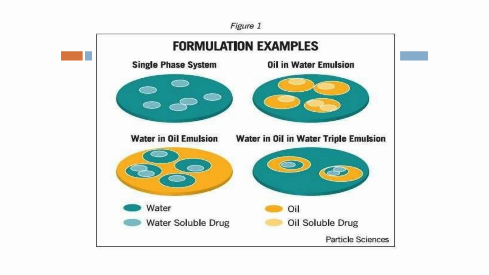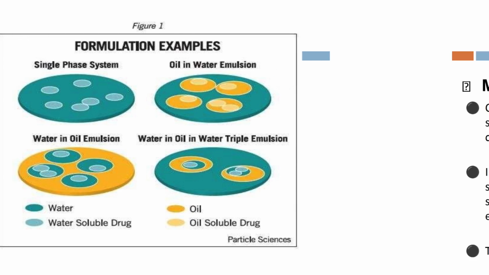Water is shown as a blue background, a water-soluble drug is represented by a blue dot, oil is a yellow background, and an oil-soluble drug is a yellow dot. This helps us visualize where different components would reside in each type of emulsion. This figure is credited to Particle Sciences.